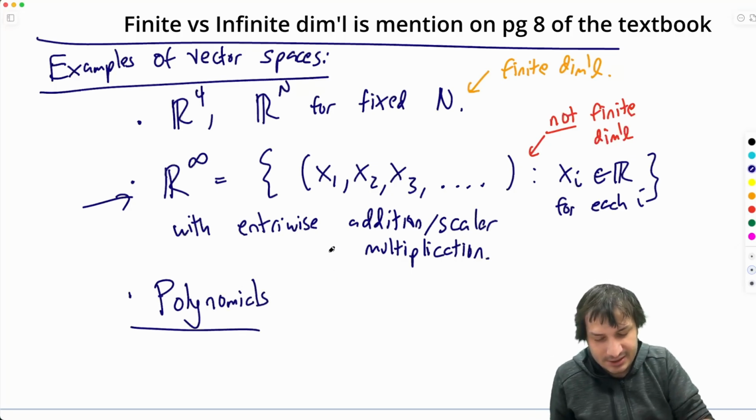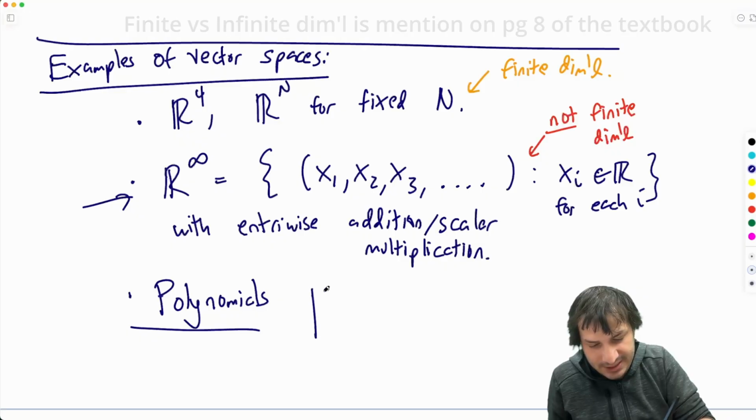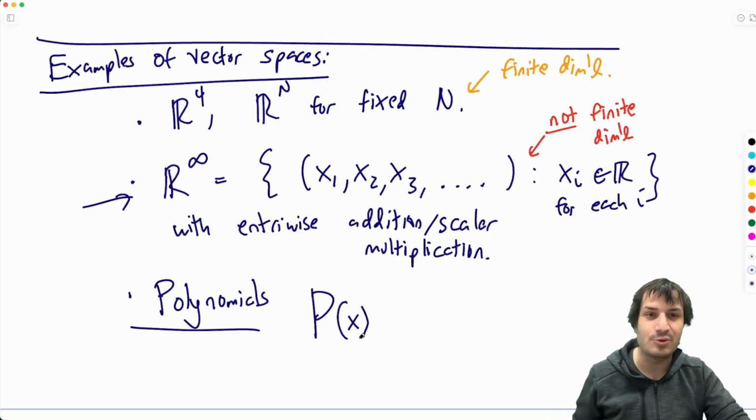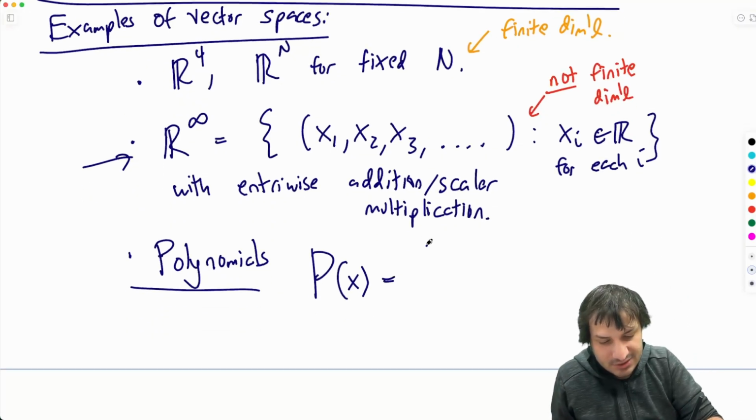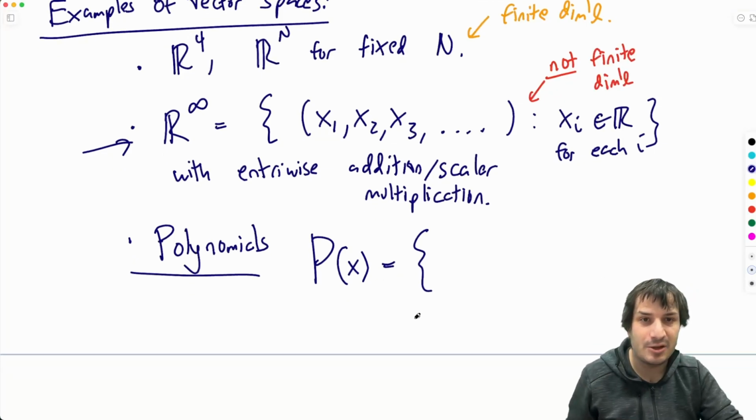So what is this? Let's call this p of x. I'm using the variable x, and I'm doing all the polynomials in the variable x. So this is all the possible polynomials. What is a polynomial? Let me write out some.